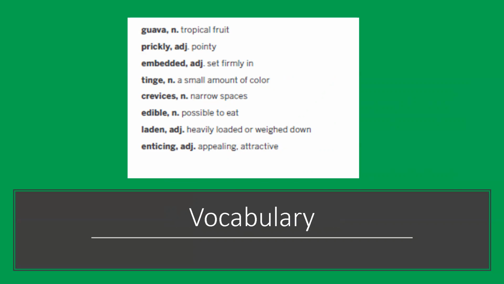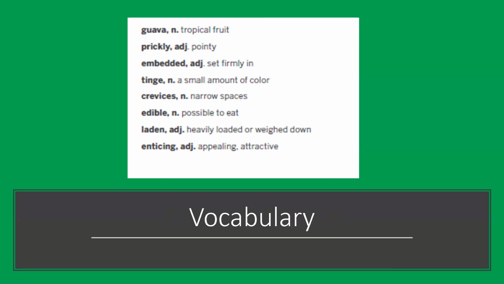Tinge is a noun, and it's a small amount of color. Crevices is a noun. It means narrow spaces. Edible is a noun, meaning it's possible to eat. Laden is an adjective, meaning it's heavily loaded or weighted down. Enticing is an adjective, and that means it's appealing, it's attractive. If I'm enticed by something, I want it.